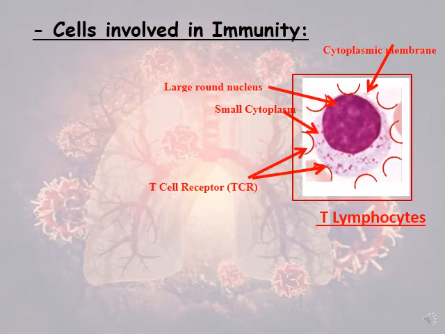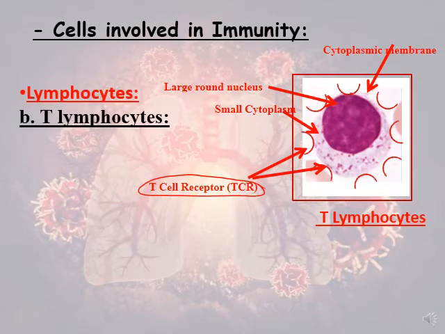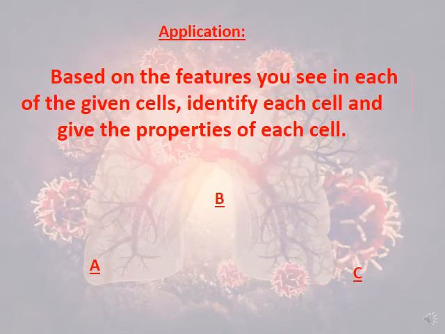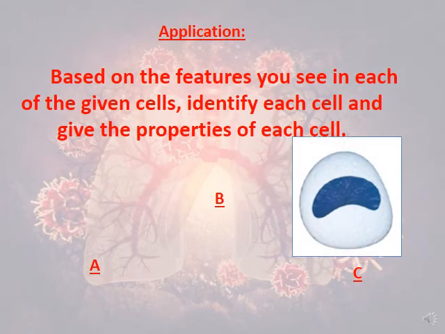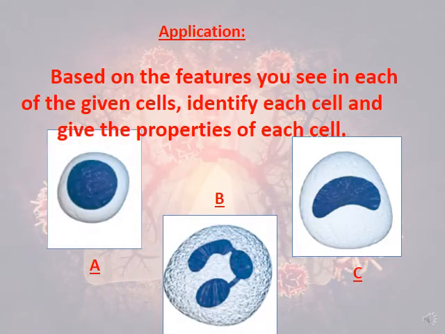Okay? So this is the labeling of the T lymphocyte. It has a large rounded nucleus. You have to know the figure. You have the cytoplasmic membrane, small cytoplasm, and these are the T cell receptors, TCR. This is an application. Based on the figure you see in each of the given cells, identify each cell and give the properties of each.